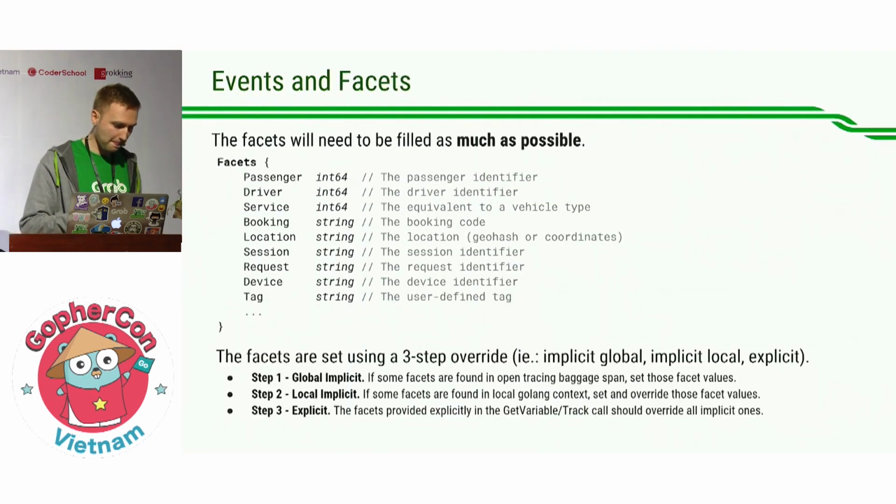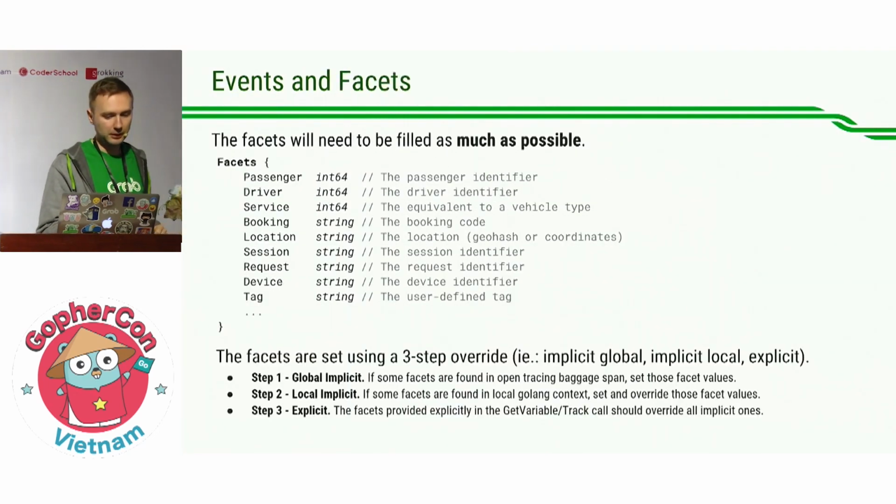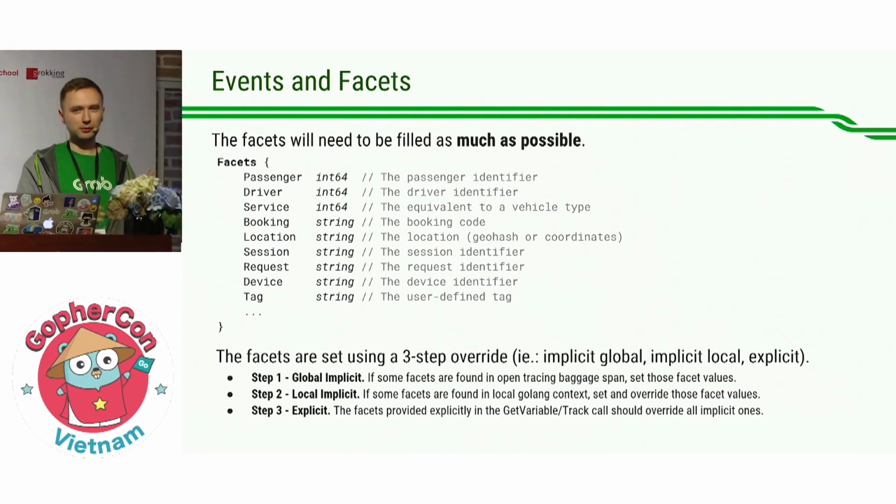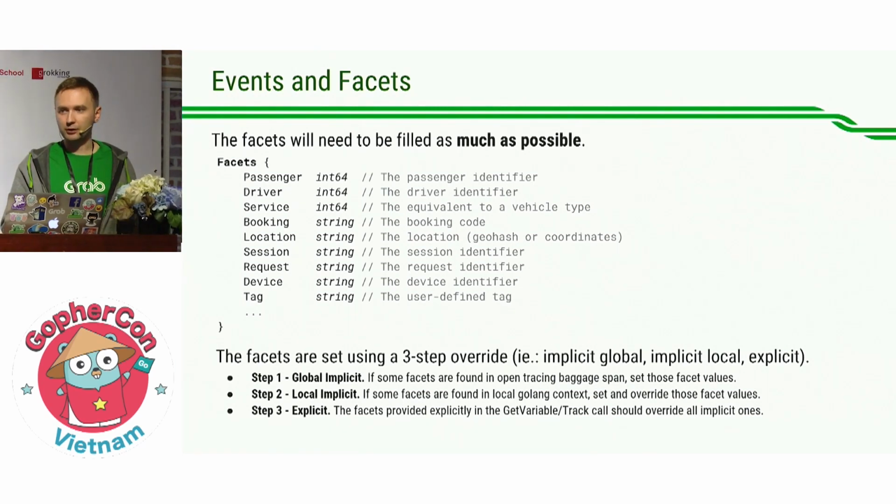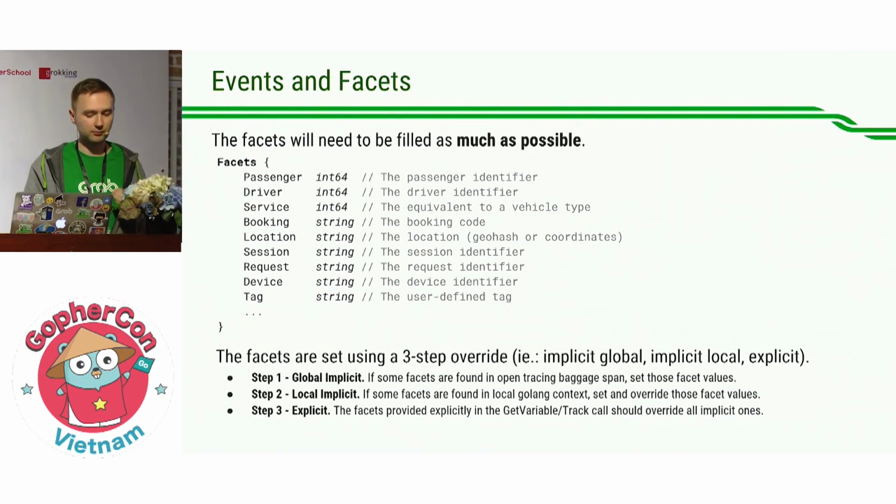Now, talking about this a bit more, we now had facets. We can think of it as a key-value store, like a map. But we needed a common vocabulary. So we went and looked at the common things people do. They need passenger ID, driver ID, vehicle type, booking code, maybe location. So we created a dictionary of those, and we provided an SDK.